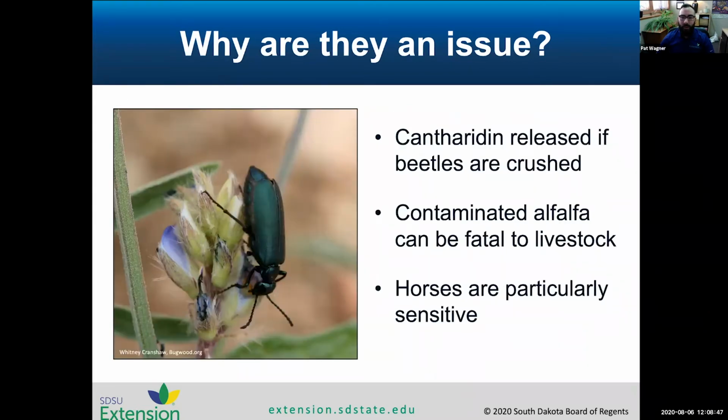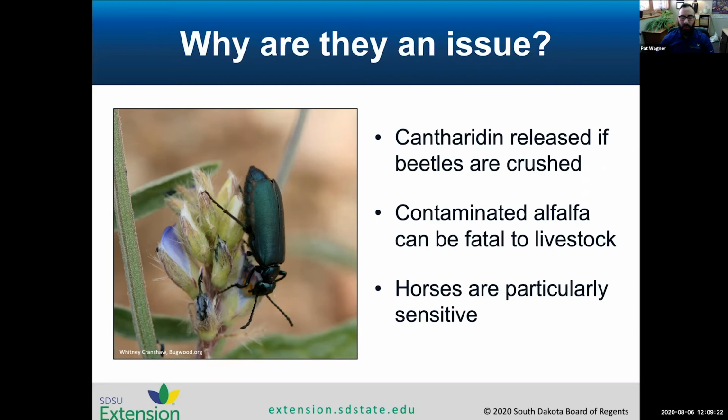So moving on, yes, they can release that cantharidin through that reactive bleeding, but it can also be released if those beetles are crushed. So that's where we run into problems here if they end up getting baled into an alfalfa bale. So contaminated alfalfa can actually be fatal to livestock. That cantharidin can cause basically internal blistering, and it can make those animals sick.